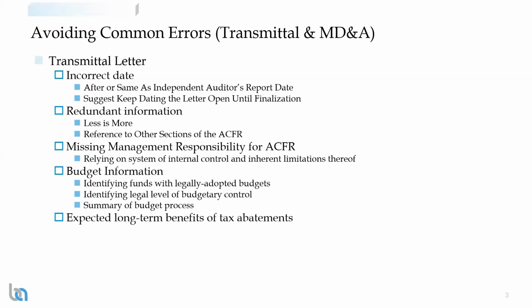Redundant information, missing management responsibility for the ACFR, budget information, expected long-term benefits of tax abatements. That's a new addition that you may be missing. Not that new, but relatively new.